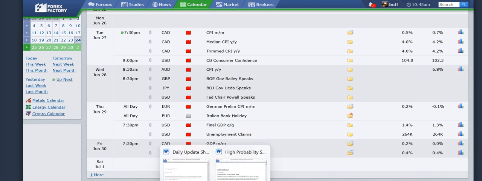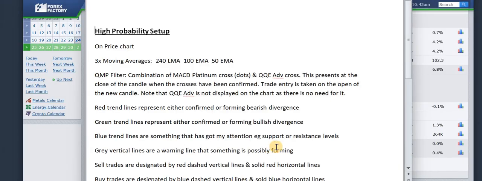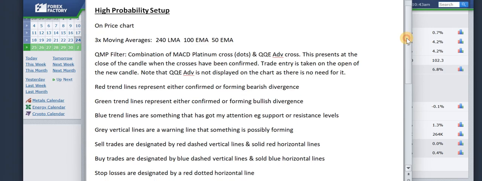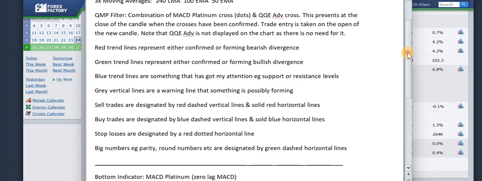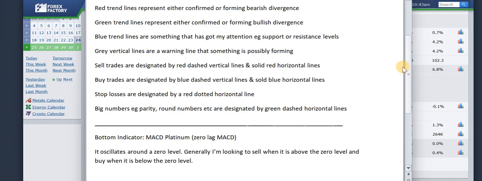All right, let's have a look at this Word document. High probability. Now, this is just a document that explains what the different settings are for the indicators, etc. on my charts. Most of you have read the books anyway, so you understand the setup. But if you don't, just pause the video and have a read. I go through most of this on the chart anyway. So the QMP filters the red and green dots on the price chart. The most important is the MACD Platinum, which is the bottom indicator. It oscillates around a zero level, and generally I'm looking to sell when it's above the zero level and buy when it's below the zero level.